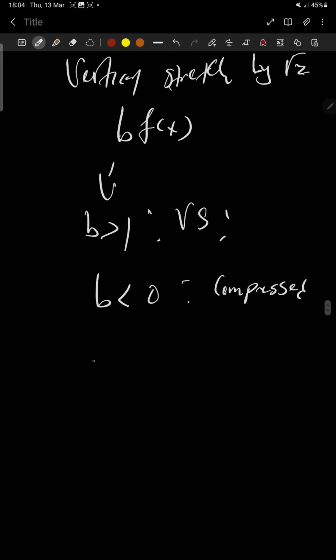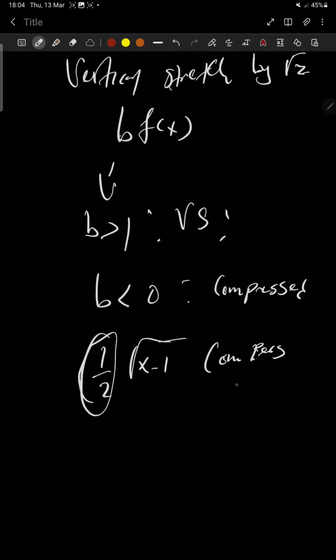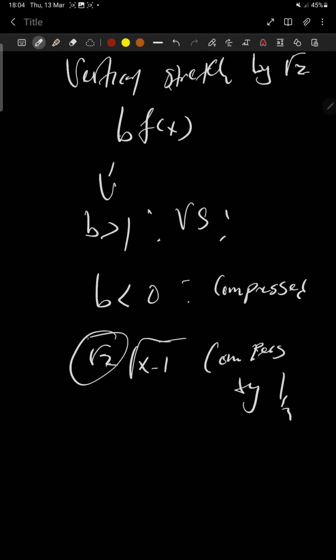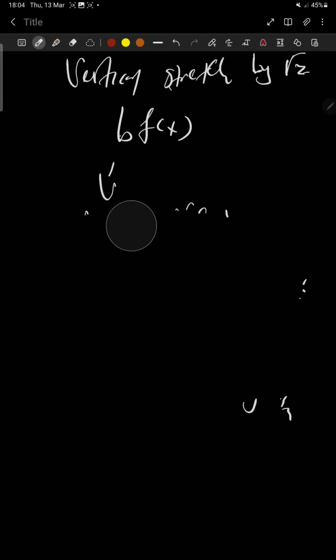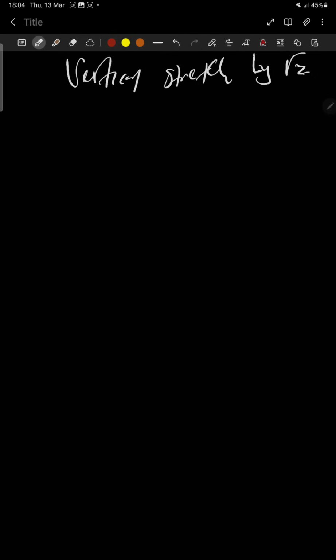So if you have something like 0.5, or let me say 1 over 2 square root of x plus 1, since this is less than 1, you're going to have a compression, by half. But if it's a number greater than 1, maybe say 3 over 2, which is bigger than 1, then it's going to be vertically stretched. The square root of 2 is bigger than 1, so it is vertically stretched by this. A graph can either be vertically stretched or compressed by this factor. That's the way it is. So we have every information there, so we can sketch.